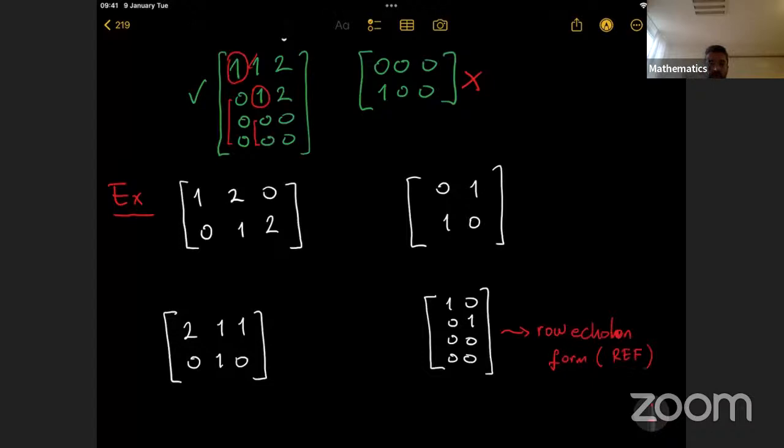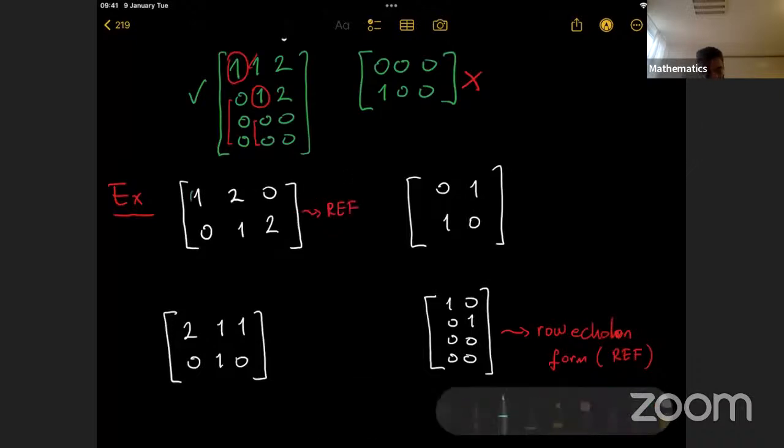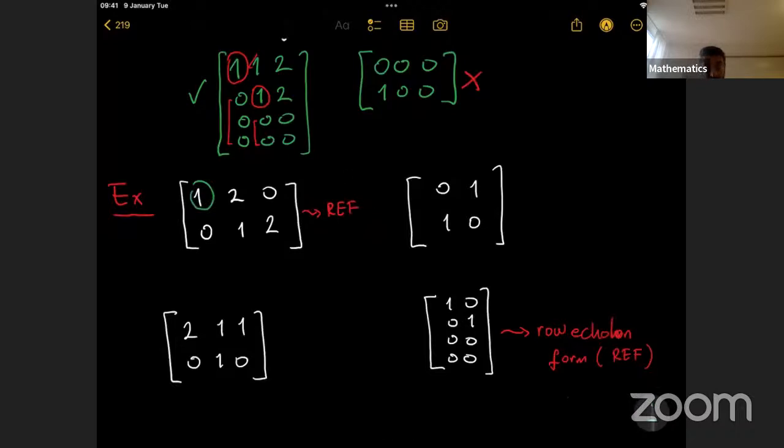What about the first one? Right, so the first one is also in REF, right? The leading term is one, below it everything is zero, there is only one entry. In the second one, the leading term is one here, right? And everything below is zero. For this one, these are leading terms, and below the leading terms everything is zero, and all zeros are the last rows, fine.